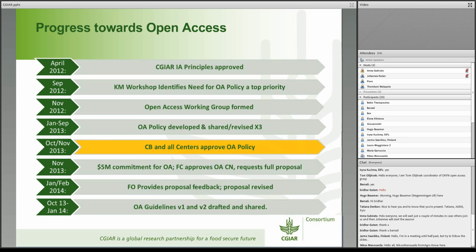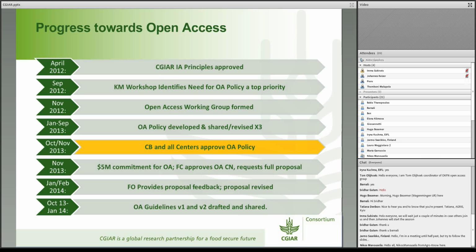One donor in particular committed $5 million to support this work, and the CGIAR Fund Council, who funds all of our work, requested a proposal for more potential funding in November of 2013. In January and February, we revised that proposal, which now sits with the Fund Council and will be debated early next month at the Fund Council meeting, at which point we hope to receive positive news for around $15 million worth of funding, but it will be important seed funding to help the centers and the research programs move forward on this initiative.